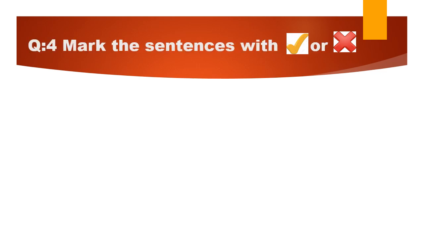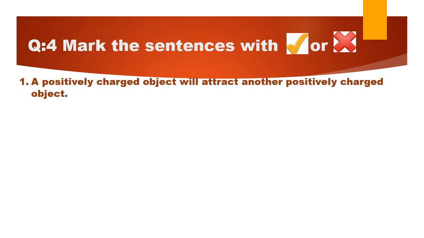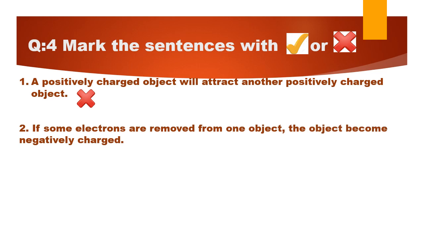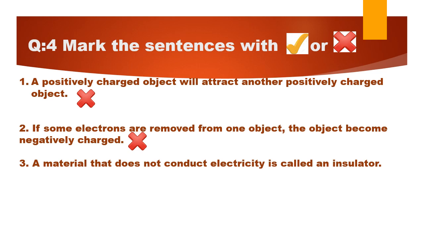Well, exercise 4 is all about mark the sentences with tick or cross. At first we have a positively charged object will attract another positively charged object. We know the same charges repel each other, so this is wrong. At number 2 we have if some electrons are removed from one object, the object becomes negatively charged. No, the object that has less electrons will become positively charged. So this is wrong.